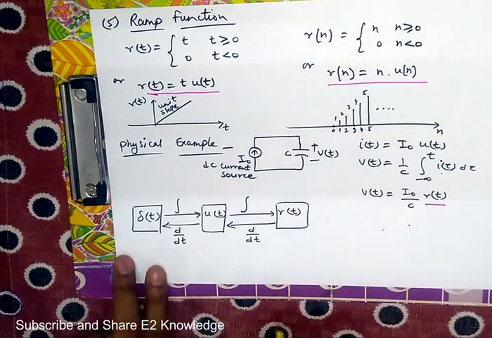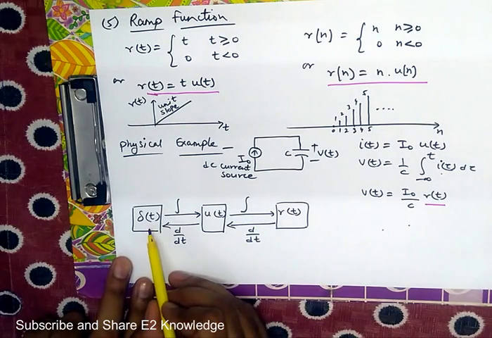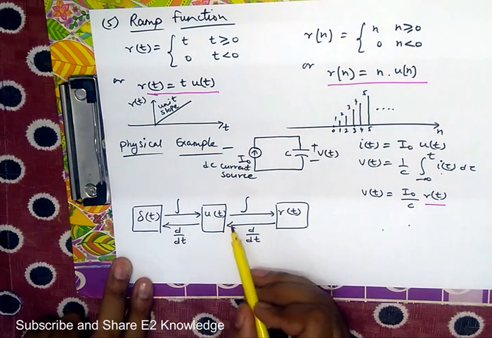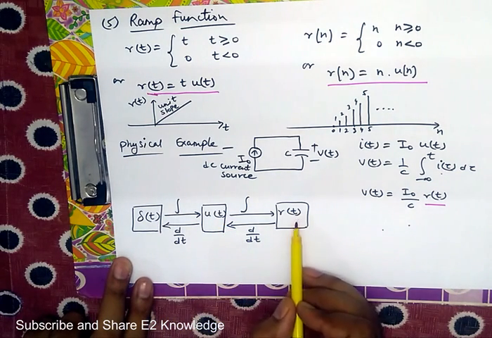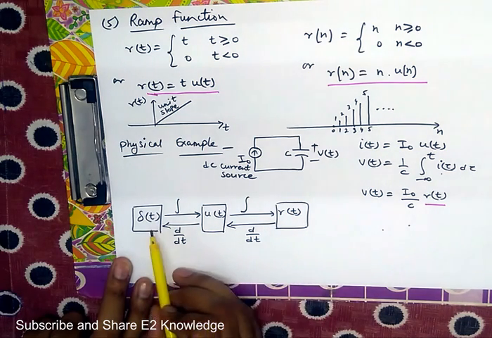So finally, the conclusion of these elementary signals is that when we integrate delta(t), it becomes u(t). When we integrate u(t), it becomes r(t). When we differentiate r(t), it becomes u(t). When we differentiate u(t), it becomes delta(t).